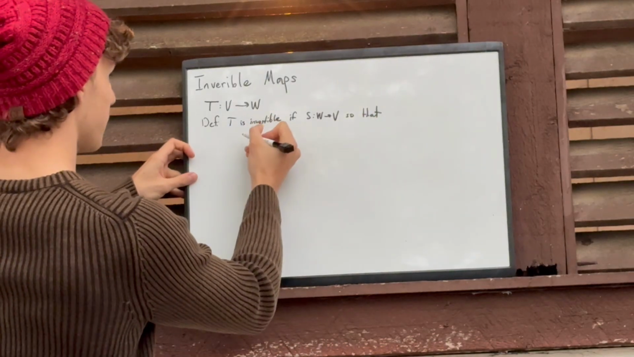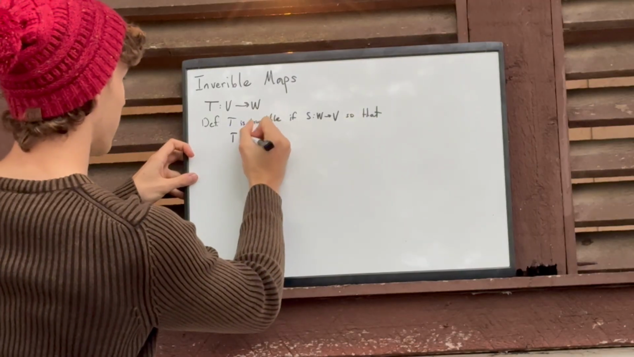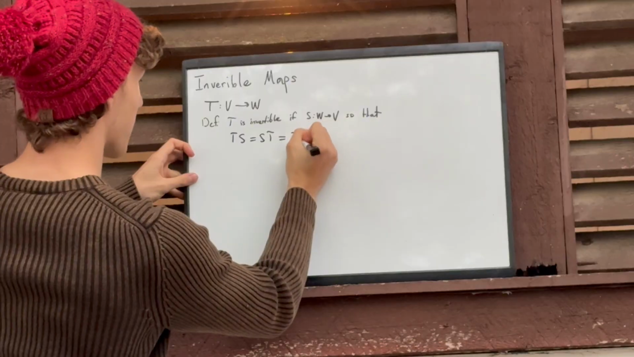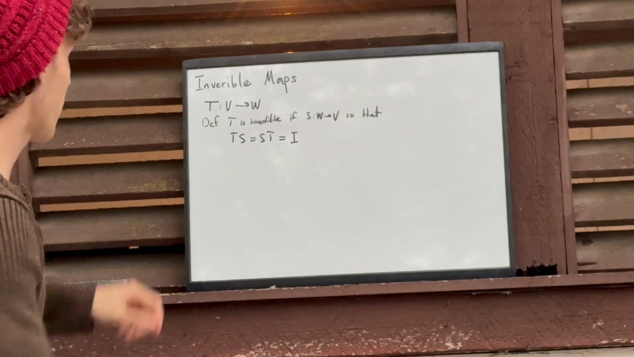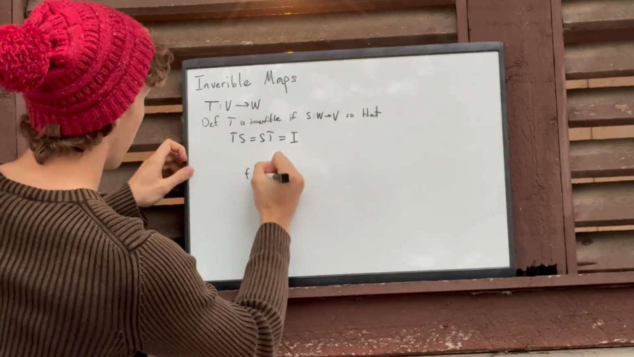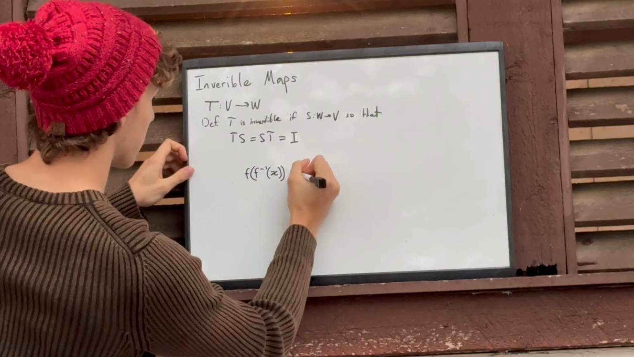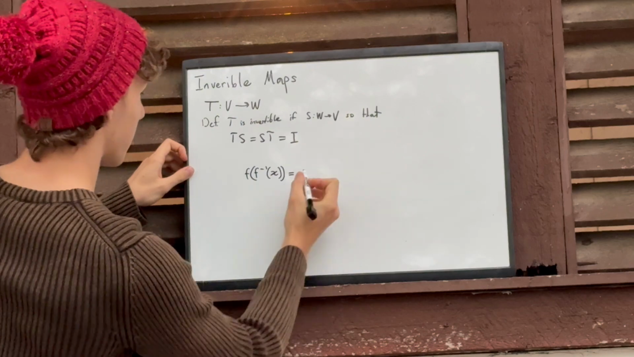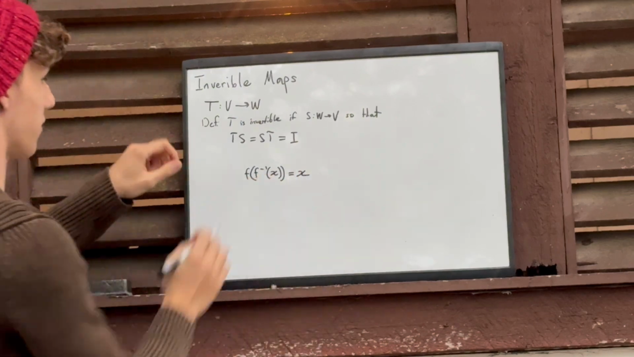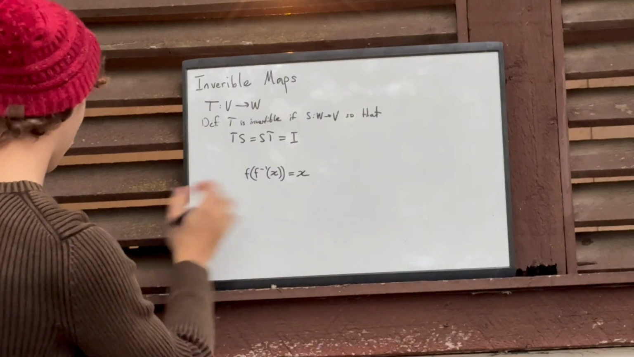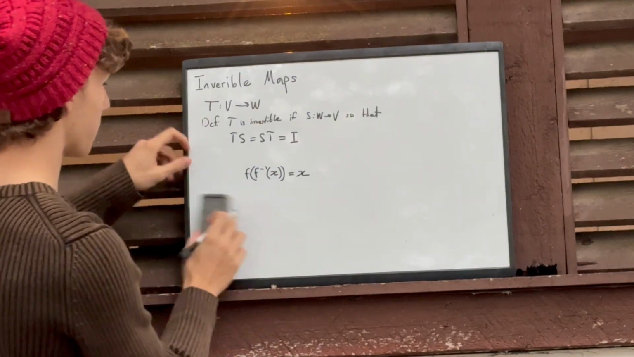So what's true? Well, T composed with S equals S composed with T equals the identity. Again, remember f of f inverse of x, that is x, if such an f inverse exists. That's what you know about taking the inverse, and that's what's so nice.